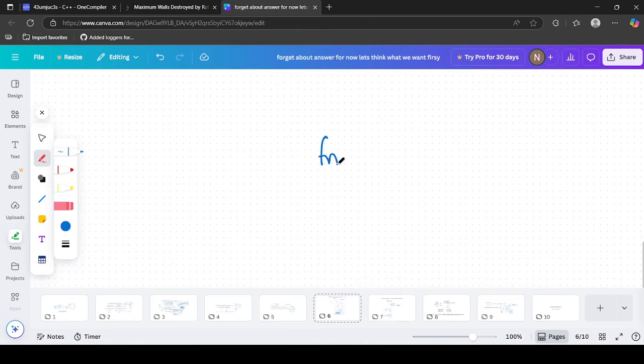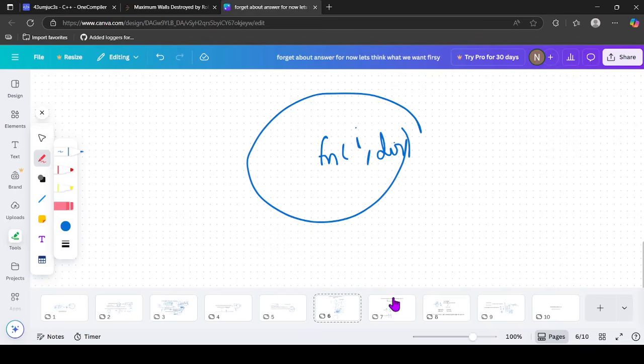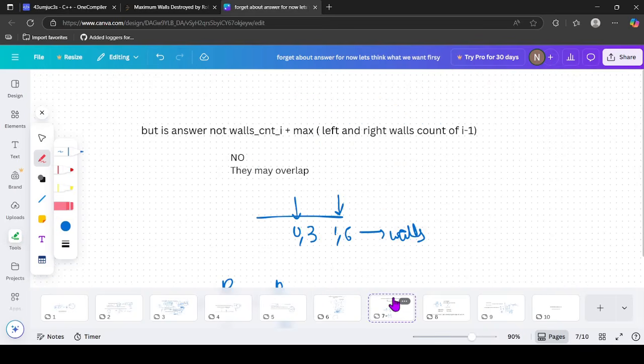So now what we got is that the function of index I and direction are the things required to get the correct answer, till index I, where robot I fired in direction dir. 0 is right, 1 is left.